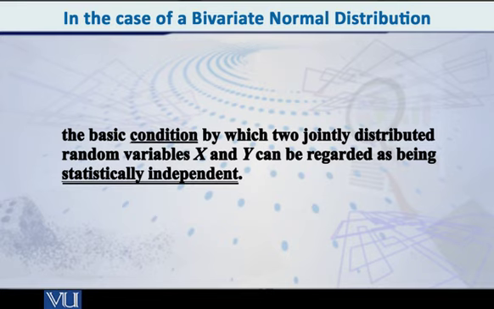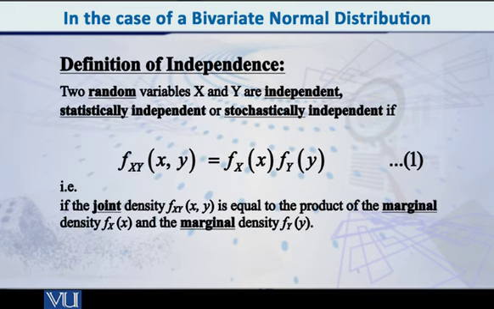So, before I present to you the proof of this statement, my dear students, let me discuss with you the basic condition by which two jointly distributed random variables x and y can be regarded as being statistically or stochastically independent. It is a simple equation. F of xy is equal to f of x into f of y. Yani, we can say that two random variables x and y are independent.